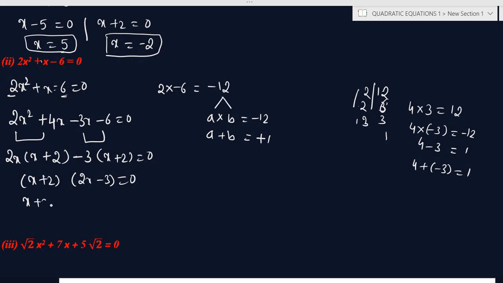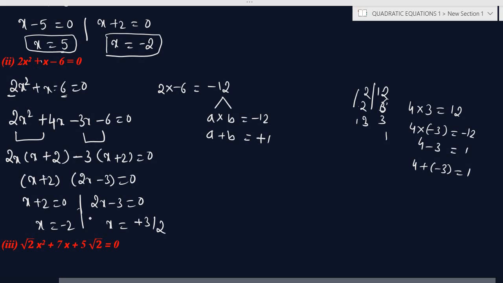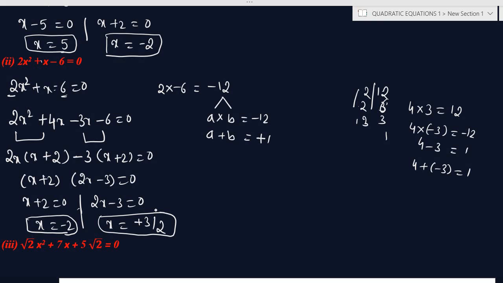So x plus 2 is equal to 0 and 2x minus 3 is equal to 0. x is equal to minus 2 and x is equal to plus 3 by 2. So this is the answer for the given equation. Let us move to the next question now.